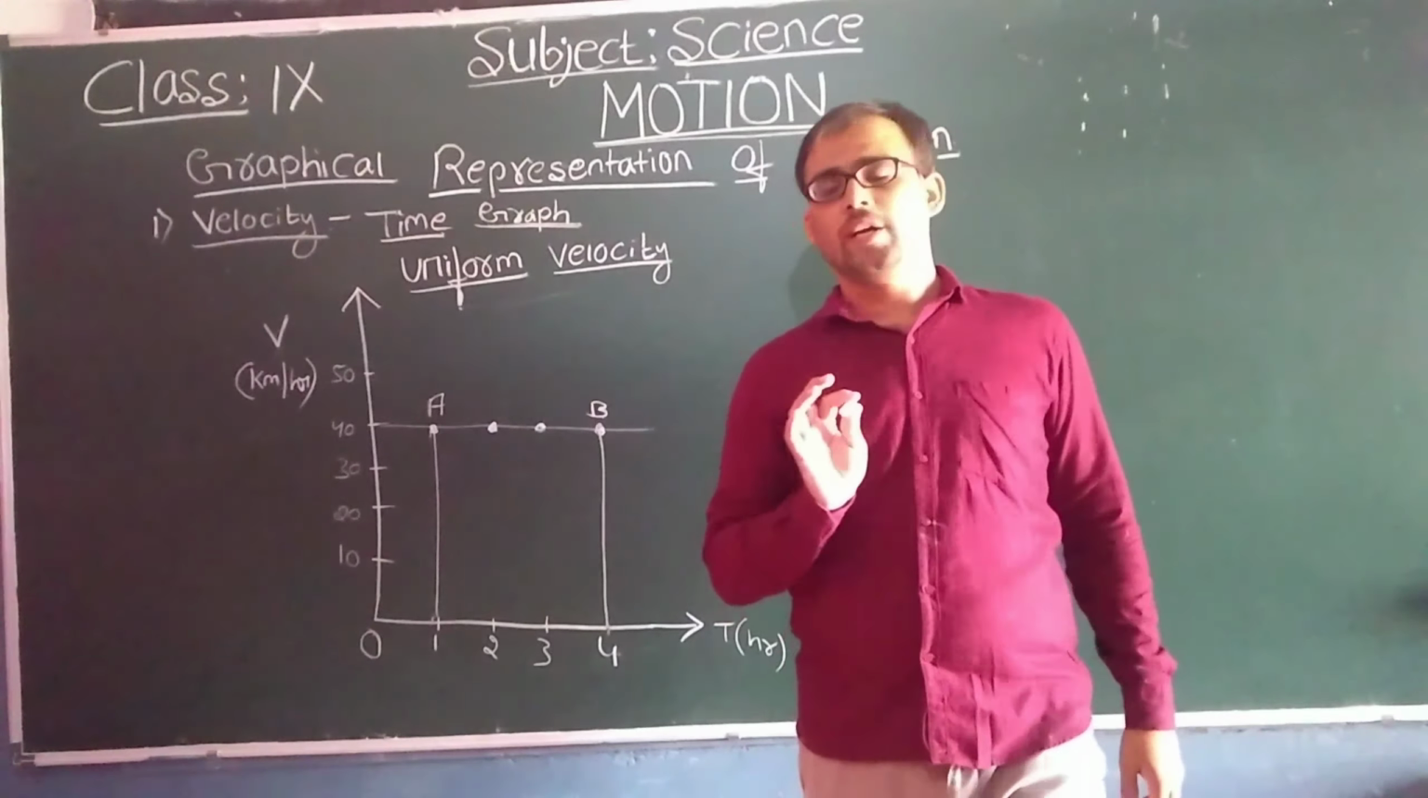So BC or AD represents velocity, and AB or DC represents the time interval.